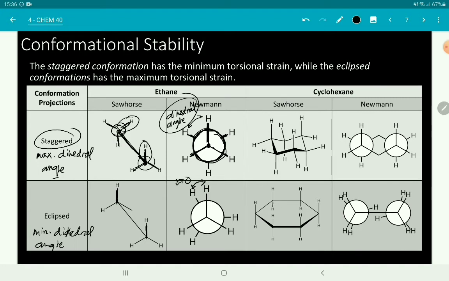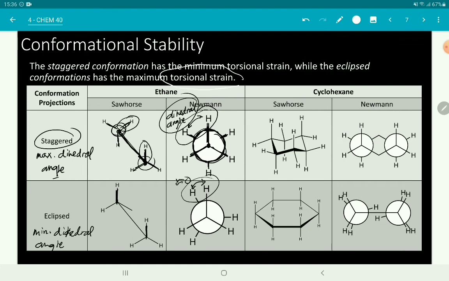So, kapag minimum yung dihedral angle, mapansin ninyo, apparently, mas magkalapit yung hydrogens. Tapos, kapag maximum, medyo magkalayo sila. So, the strain caused by the minimization or the reduction of the dihedral angle is called the torsional strain.